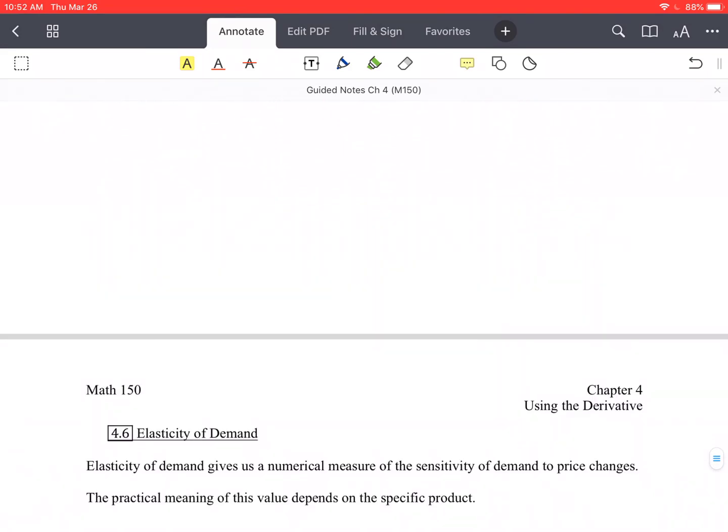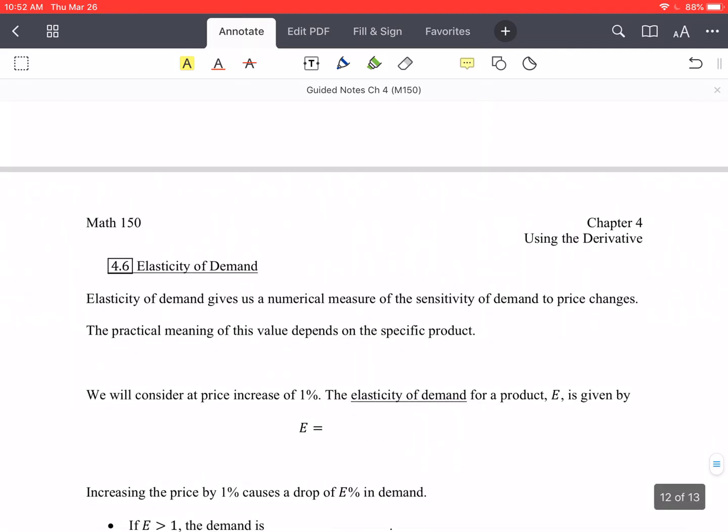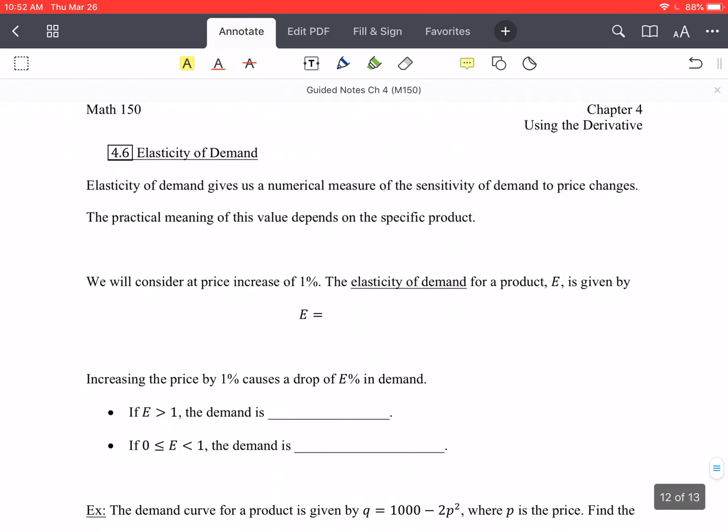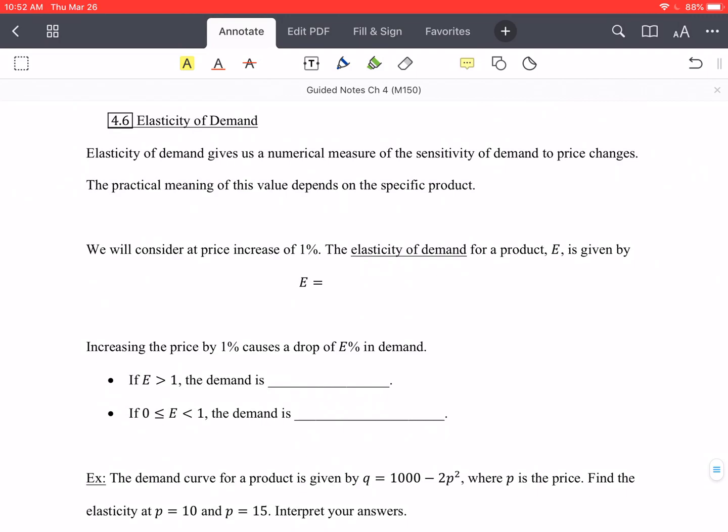So let's go ahead and move forward into section 4.6. Our last section in chapter 4 is talking about elasticity of demand. Elasticity of demand gives us a numerical measure of the sensitivity of demand to price changes. But the practical meaning of this value depends on the specific product. So when we're talking about elasticity of demand, we're talking about how responsive a product is depending on how big of a price change has occurred.